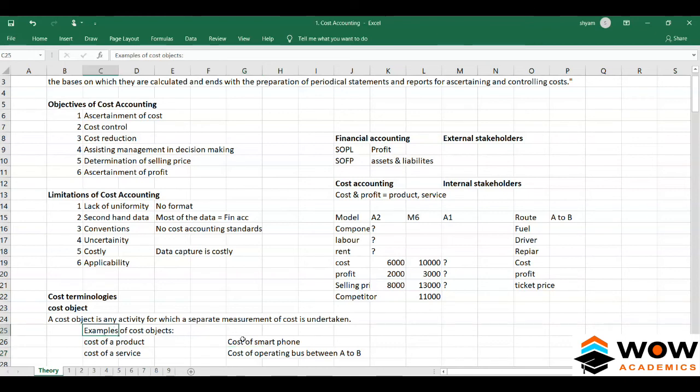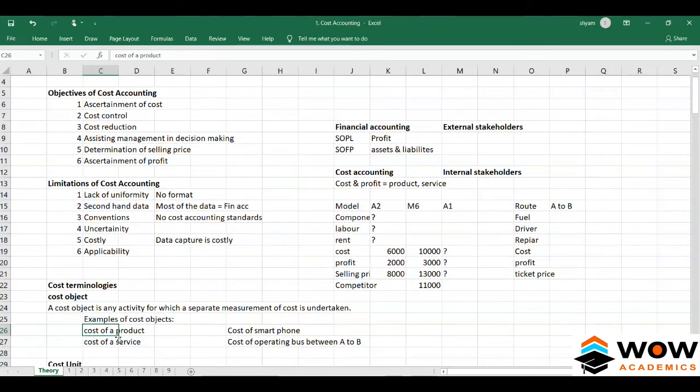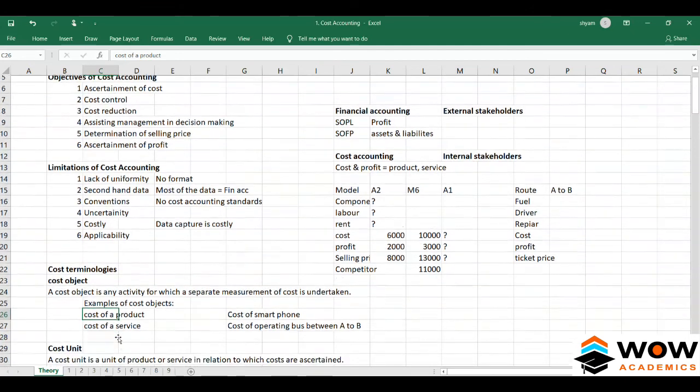It can be a smartphone, it can be a route, it can be a department, it can be a particular branch office. You want to find out the cost of operating a particular branch. For example, Bata showrooms are located in many places. If you want to find out the cost of operating one Bata store, that is a cost object. For anything you want to find out the cost, it's a cost object.